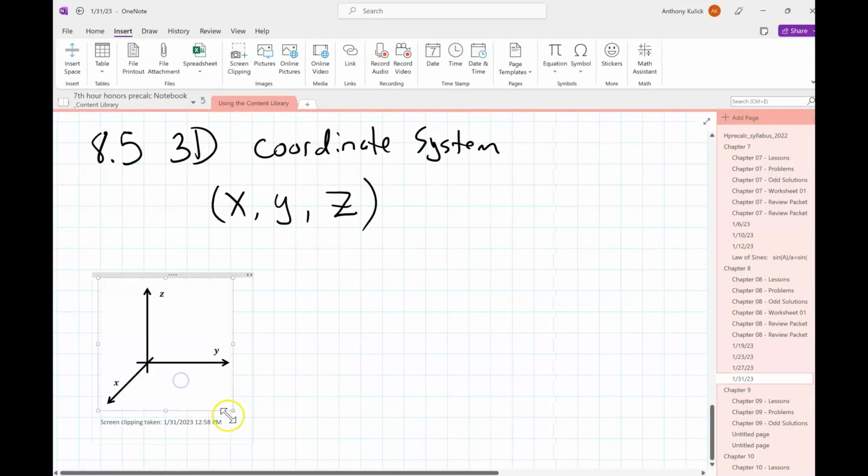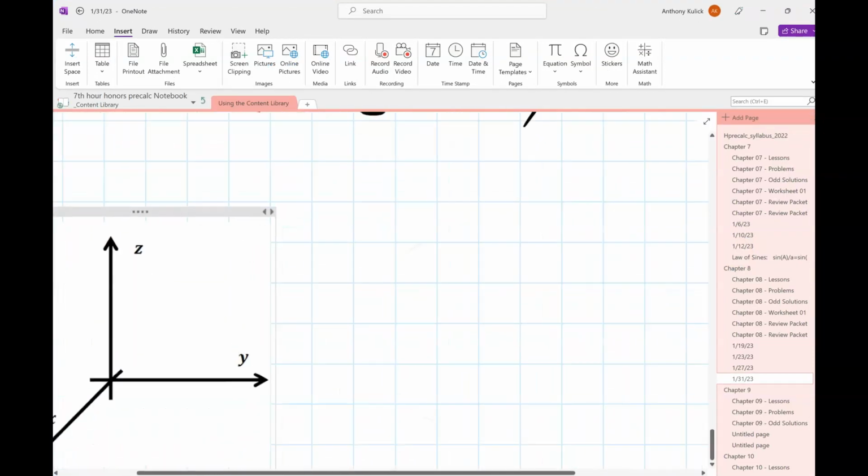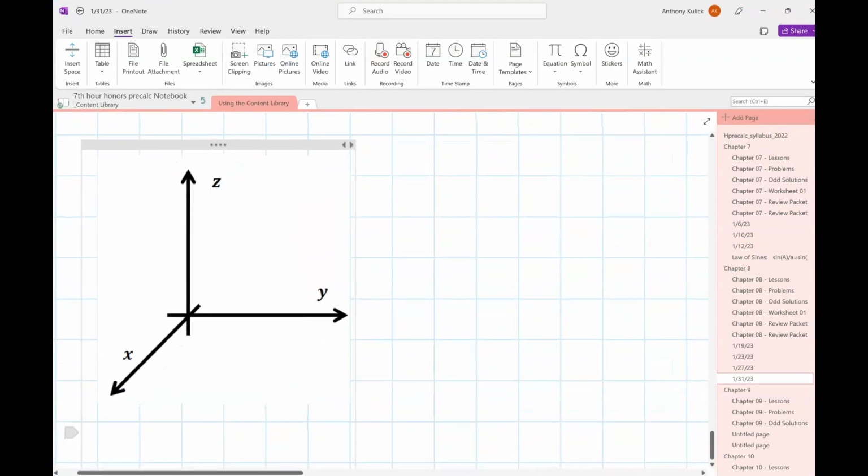So the way we draw that is like this, where you have to use a little bit of imagination. See the x-axis there? You have to imagine that like coming straight out of the board towards you. So like, you know, you're seeing it.